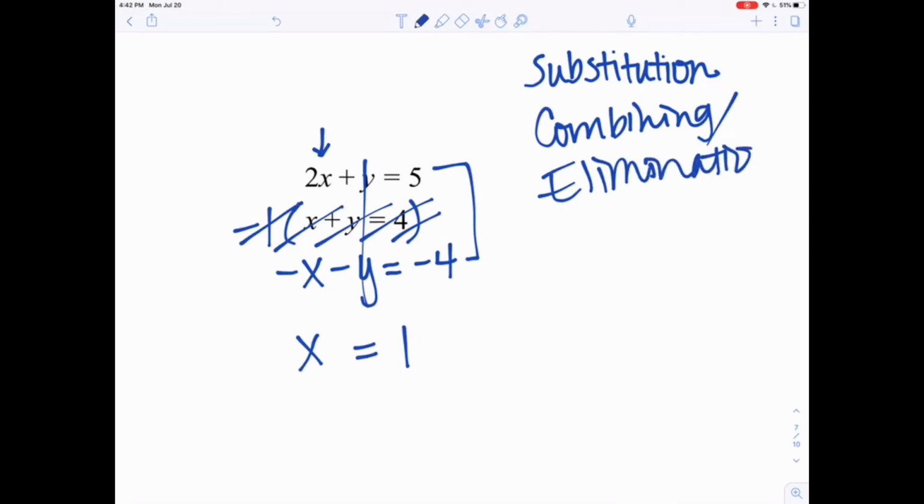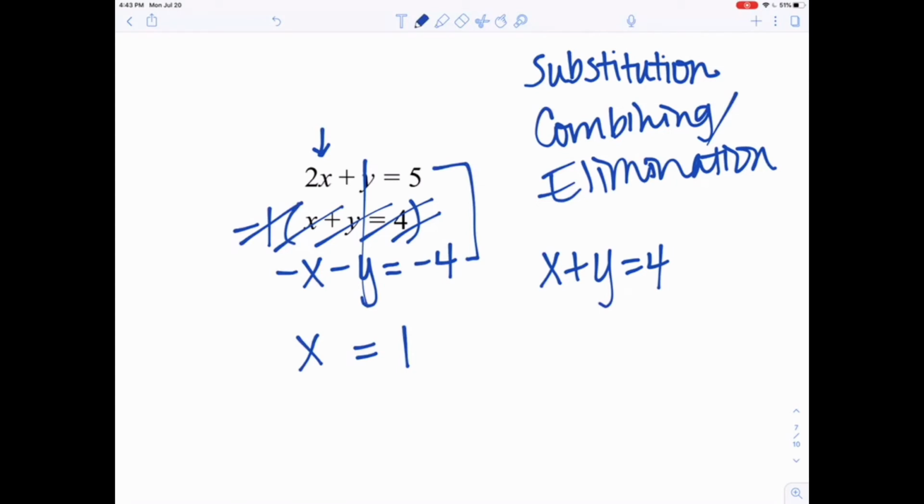By eliminating or combining, I got rid of one of the variables, and now I have one variable left, and it just tells me that x equals 1. Okay, so now I know that x is 1. I still have my two original equations, and I still want to know what y is, okay? So that means I have to solve for y. So I'm going to use the second equation, x plus y equals 4.